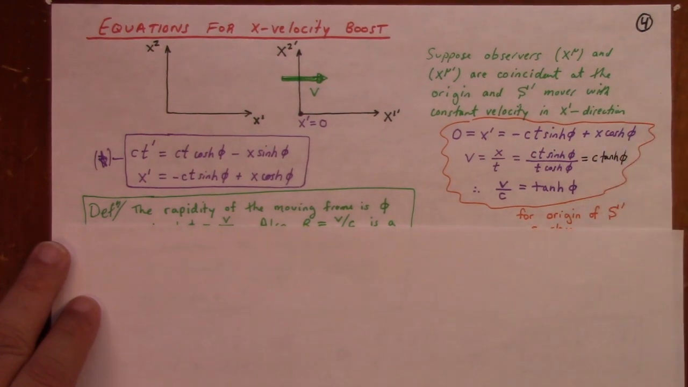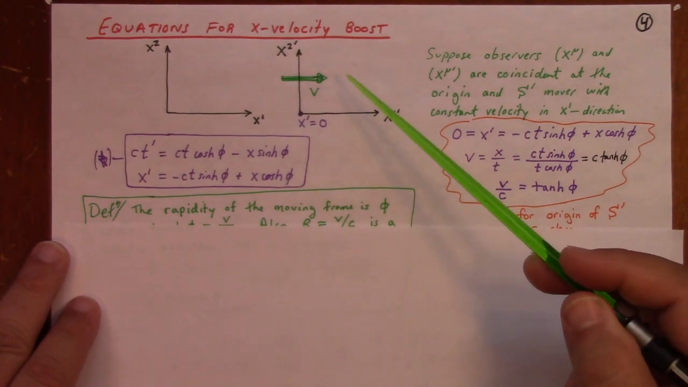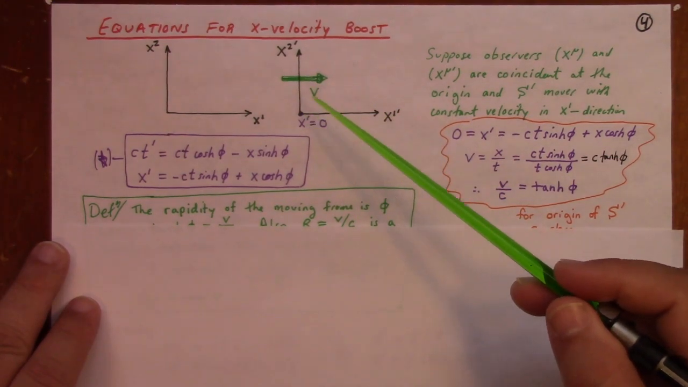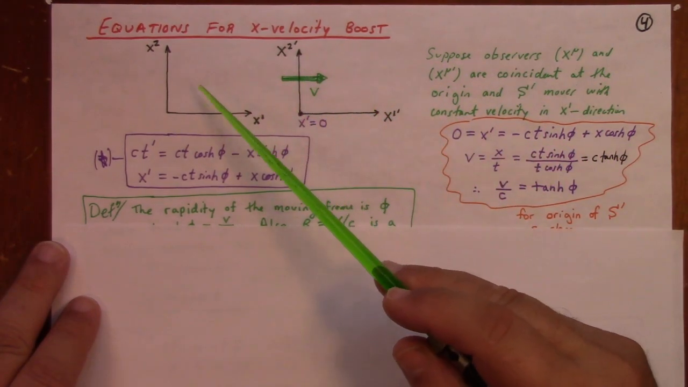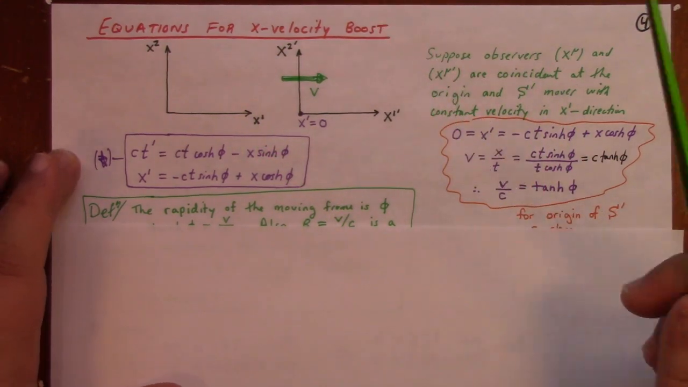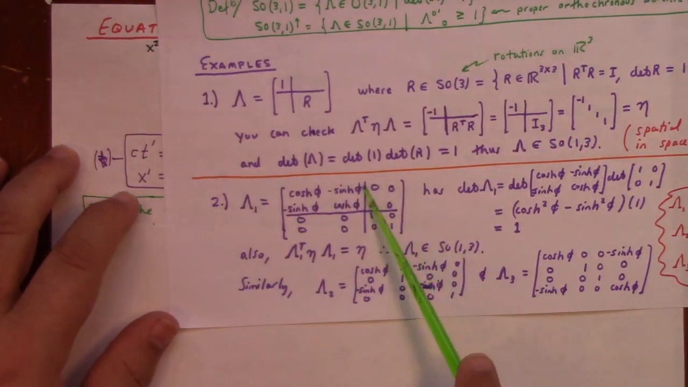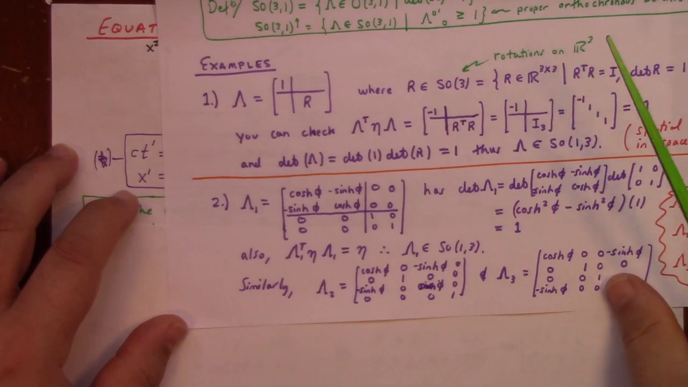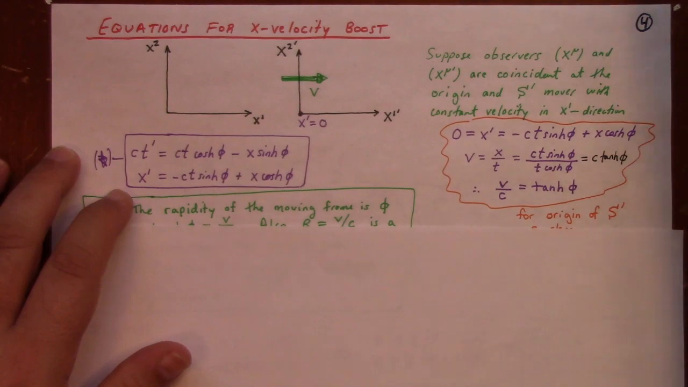c tanh phi is that velocity, and so v over c is tanh phi. And so this thought bubble here derives that if we accept these as our transformation equations, that means that the primed system has an origin which is moving with constant velocity, c tanh phi, in the unprimed system, all right? And so that's why we call lambda 1, these kind of guys, an x velocity boost, because it corresponds to a constant velocity transformation in the x direction.